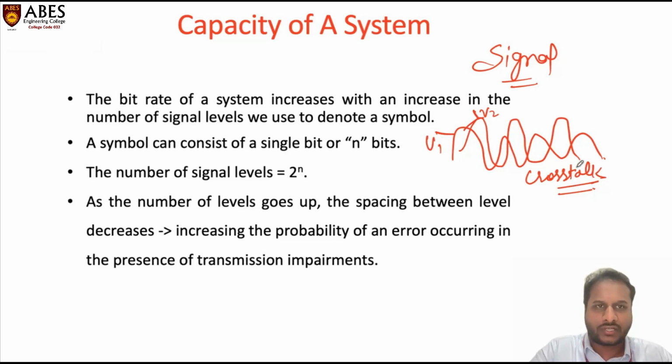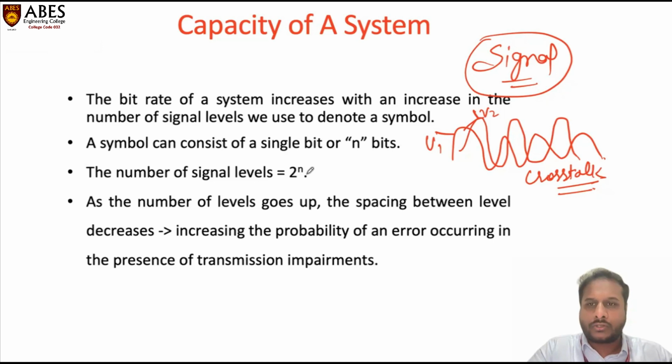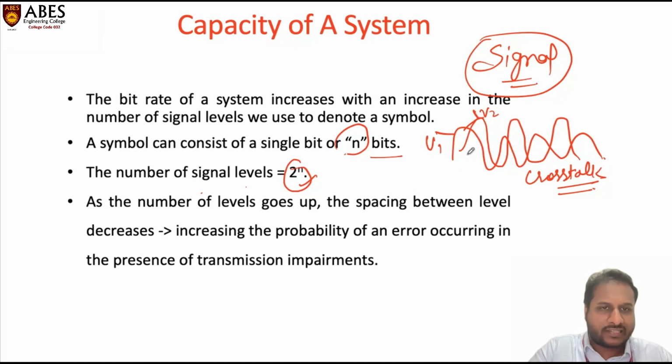Although there is a situation when it works very well, when we don't consider any kind of breach in the system, or there is no need, or the data is not confidential, we can always increase the signal value. So a symbol, if we talk about a signal value consisting of n bits, the total number of signal levels will be 2 to the power n. Or we can say that a symbol can consist of a single bit or n bits, and the number of signal levels is 2 to the power n. So if we increase the value of signal, instead of getting the increased value, we find the decreasing one.